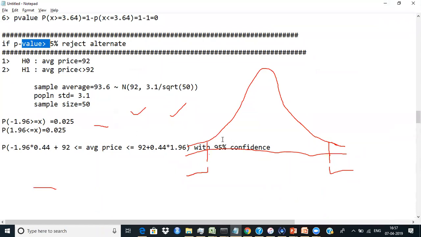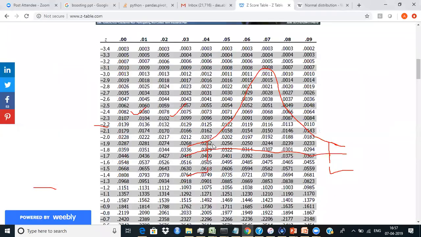So basically we are looking in the standard normal distribution and we are trying to find a point such that to the left of that point, we have an area of 2.5%. So we go to the Z table and we look at all these numbers and we found there is a number which is very close to 2.5%, which is this, and this corresponds to minus 1.96.